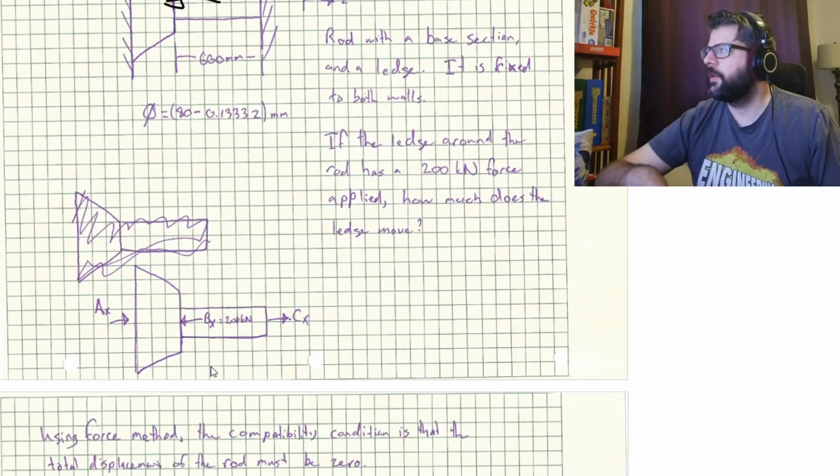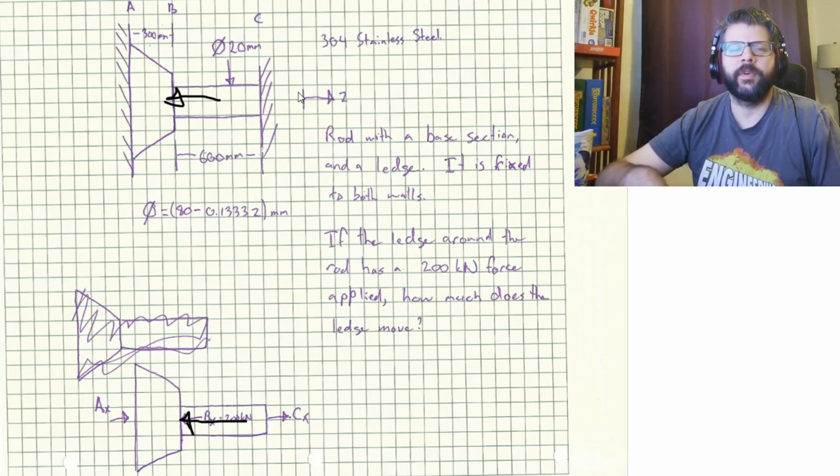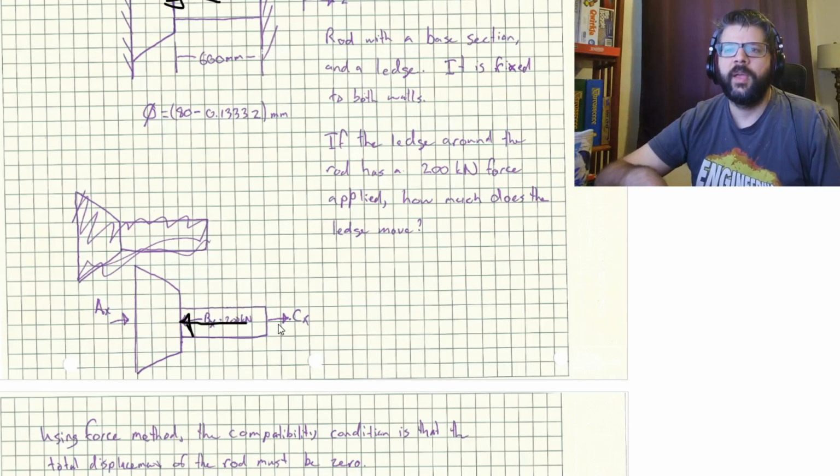So just drawing a quick free body diagram here. We're going to have the load applied here, the 200 kilonewtons. And then we're going to have some sort of reactions at the supports. So again, this thing is fixed between these two walls. I'm going to assume that they're rigid, not moving, and so on. And so we're going to have a reaction at C and a reaction here at A.